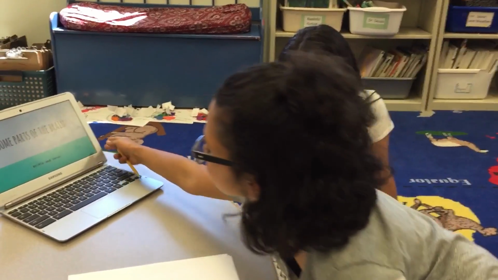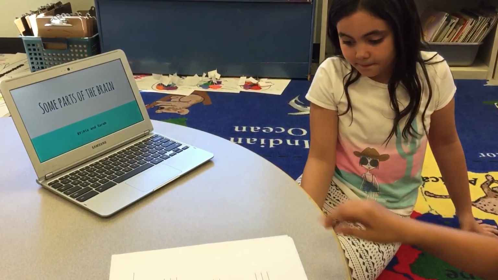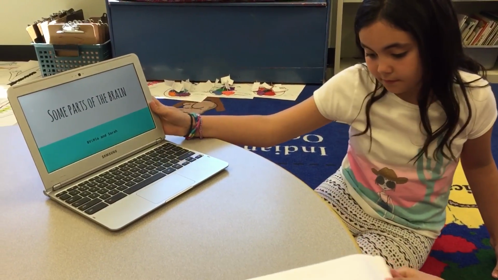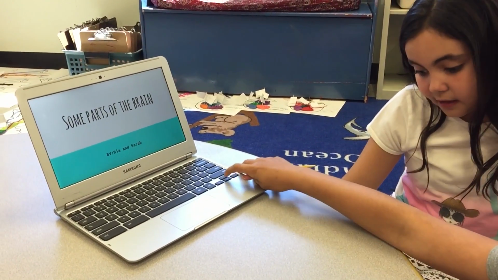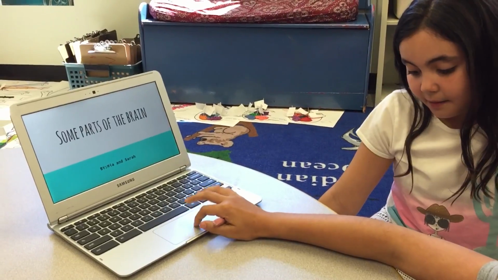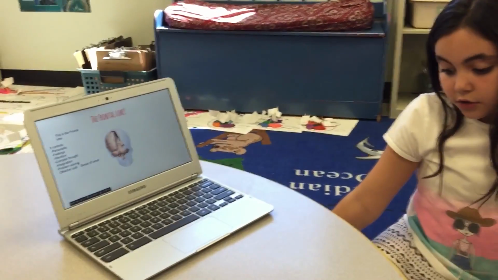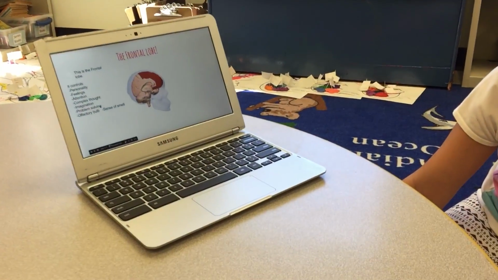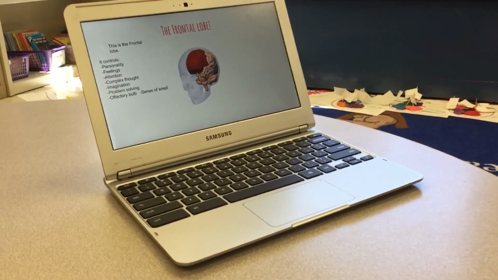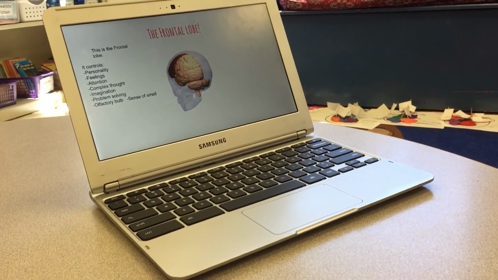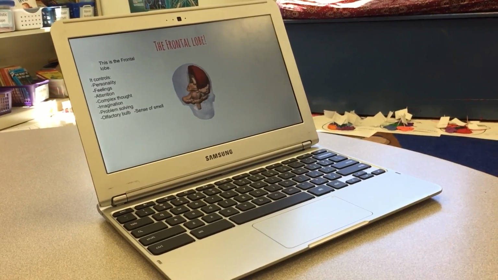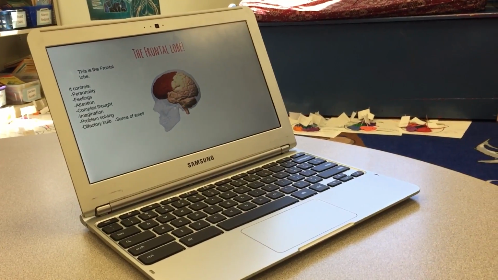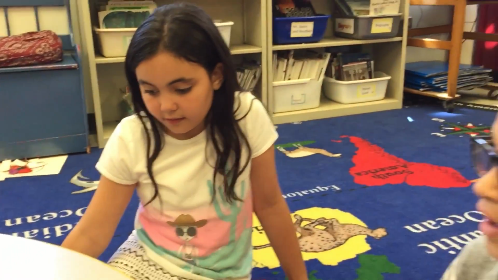I guess I'll read it, but first, tell me the question. Okay, the first question is, what is the frontal lobe? Keep the question in the back of your mind. Wow, this is so cool. So this is the frontal lobe. It controls personality, feelings, attention, complex thought, imagination, problem solving, olfactory bulb, and sense of smell. Okay, so what about the answer? Well, let's get to it now.